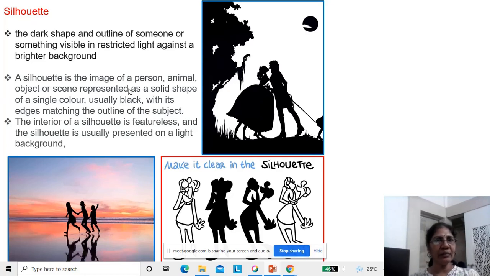A silhouette is the image of a person, animal, object or scene represented in this way. In a silhouette we can't see the details, such as the eyes, the creases of the outfits, or the color of the outfits, because a silhouette is always colorless, and therefore we can't see the details. So the interior of a silhouette is featureless, and a silhouette is usually presented on a light background.